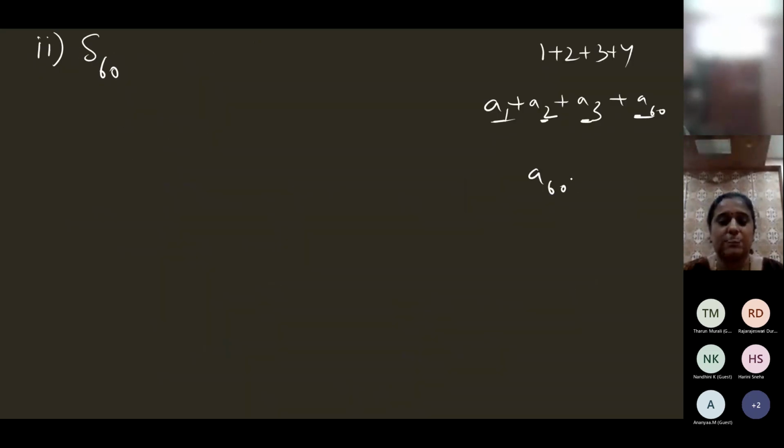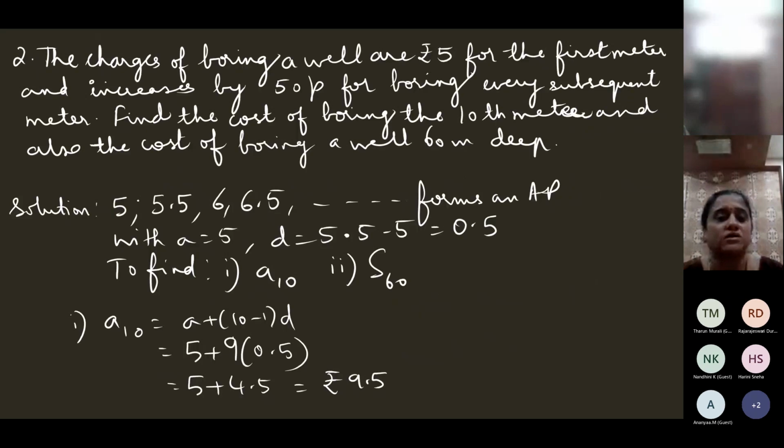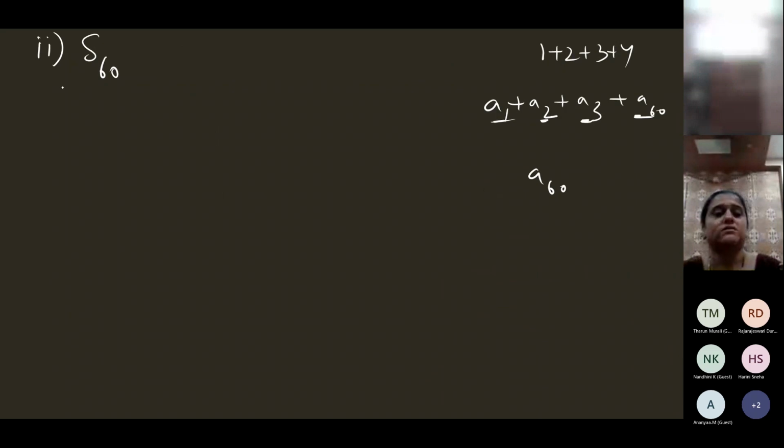So like here, you can make out. Now this is the first term, second term, third term, fourth term. The charge for boring 4 meters will be 5 plus 5.5 plus 6 plus 6.5. The charge for boring the fourth meter is 6.5. But the charge for boring 4 meters is 5 plus 5.5 plus 6 plus 6.5.